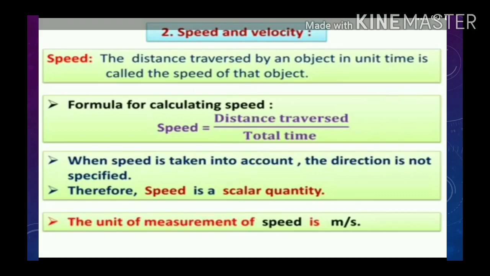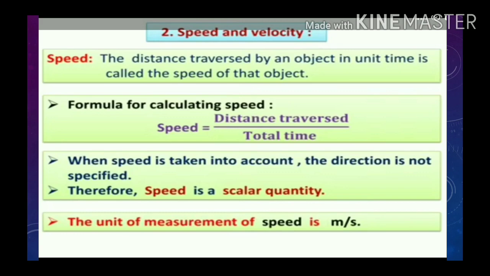Speed. What is meant by speed? Speed means the distance traversed by an object in unit time. What is the formula for calculating speed? The formula for calculating speed is distance traversed upon total time. See children, suppose we say that the speed of a car is 40 km per hour, there is no need to specify the direction. So it is a scalar quantity.